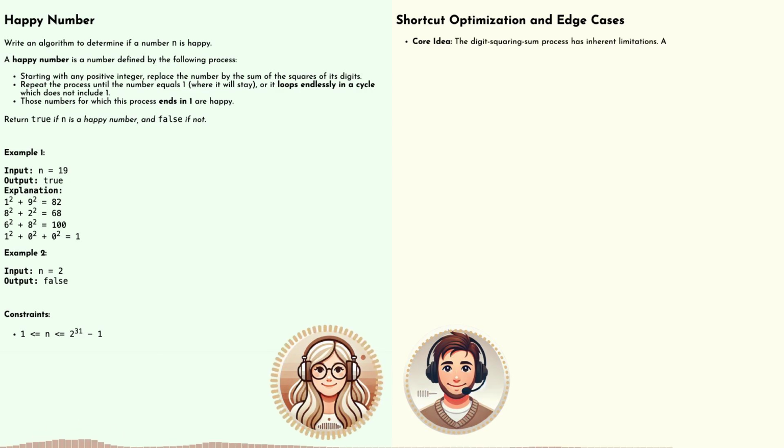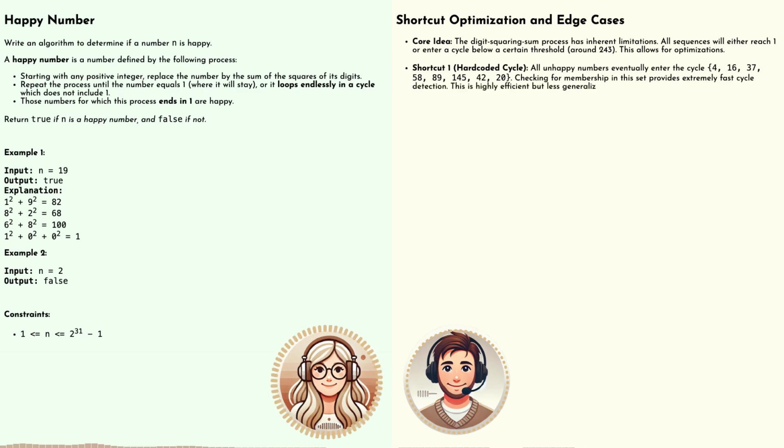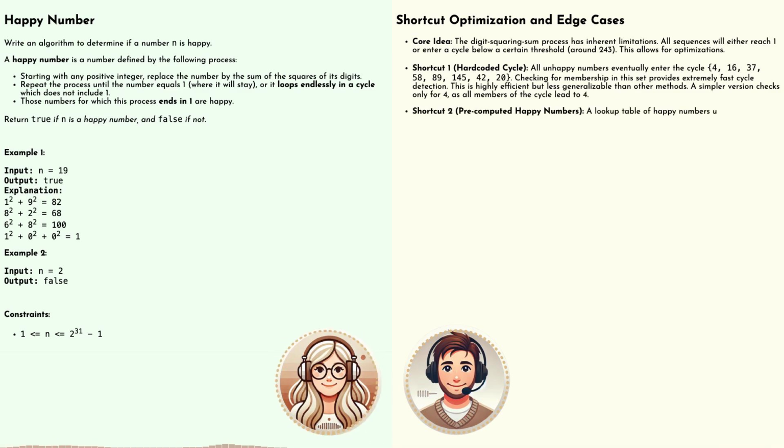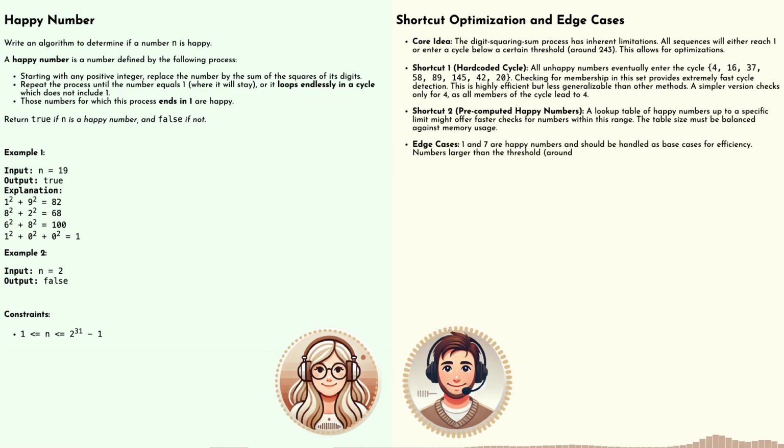Well, there's one more approach that's kind of fun, but it's more of a shortcut. It uses a bit of a mathematical quirk of happy numbers. Ooh, a shortcut. I'm all ears. Get this, there's actually only one cycle in the whole happy number sequence. And it's not even that big, just these numbers. 4, 16, 37, 58, 89, 145, 42, and 20. So every unhappy number will get caught in that same cycle.